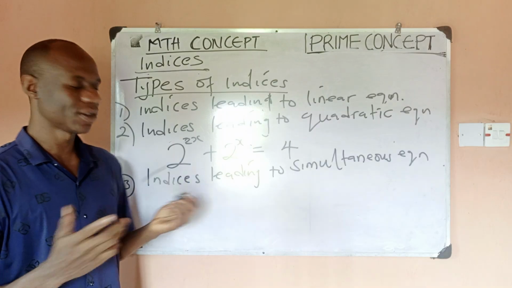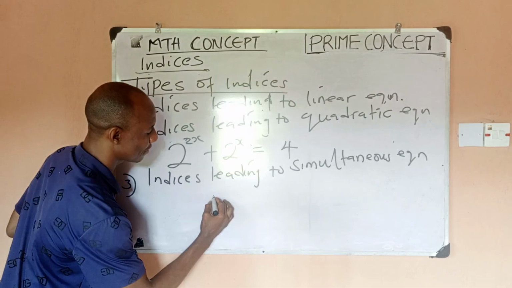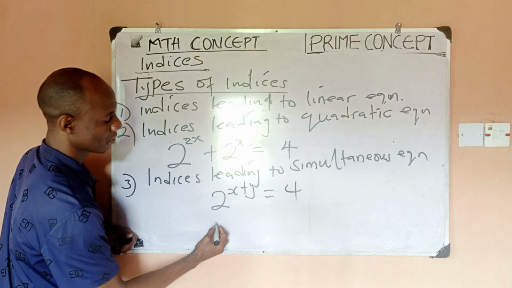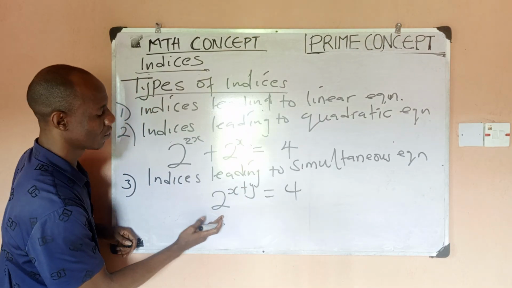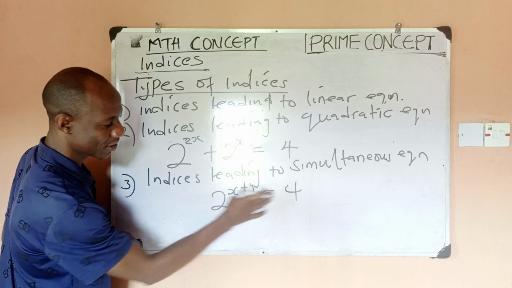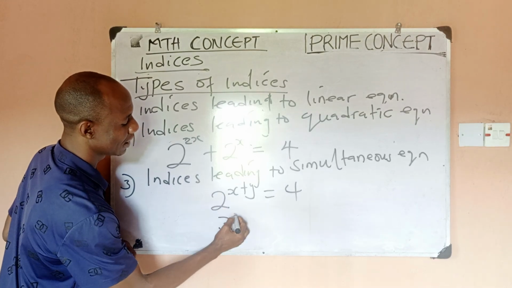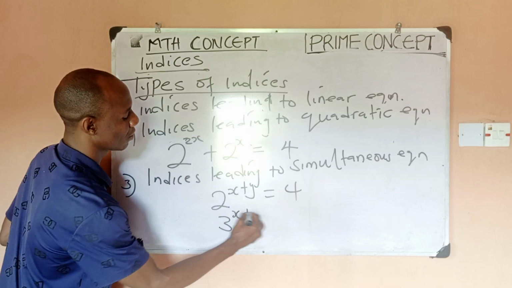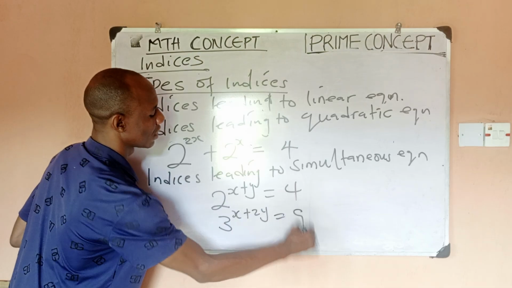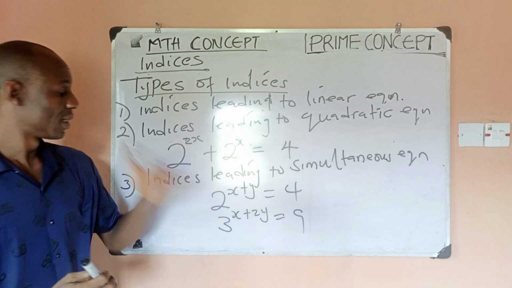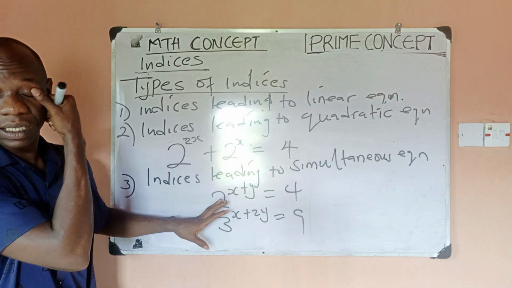Simultaneous equation. So something like this: say you have 2 raised to power x plus y equals 4. They would always give you 2 equations, you should know. When they give you this, it's not enough because you already have 2 unknowns. And they might give you, say, 3 raised to power x plus 2y equals 9. They can give you something like this. So you don't need a soothsayer to tell you what this would lead you to.